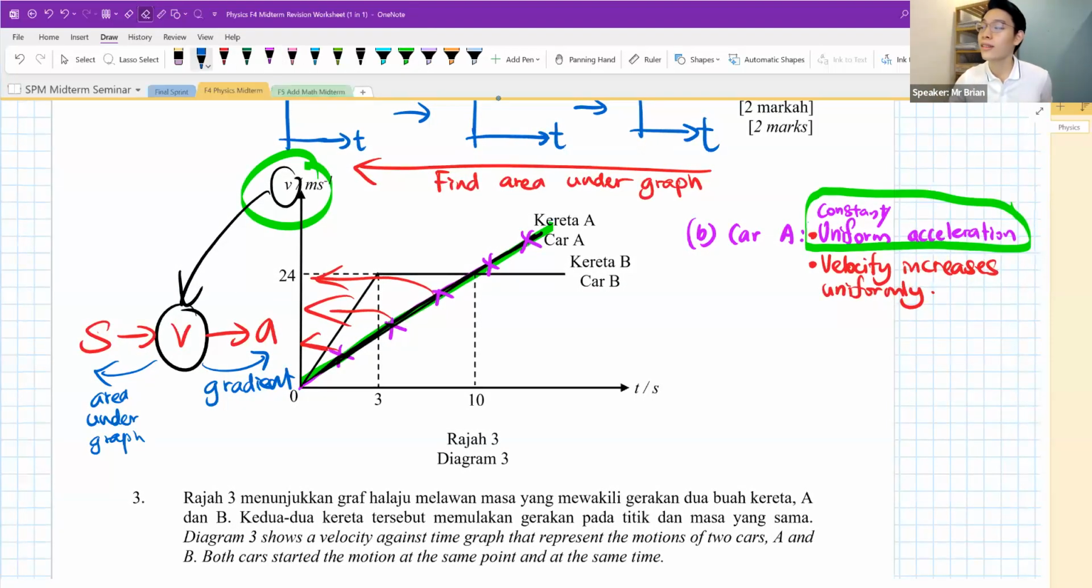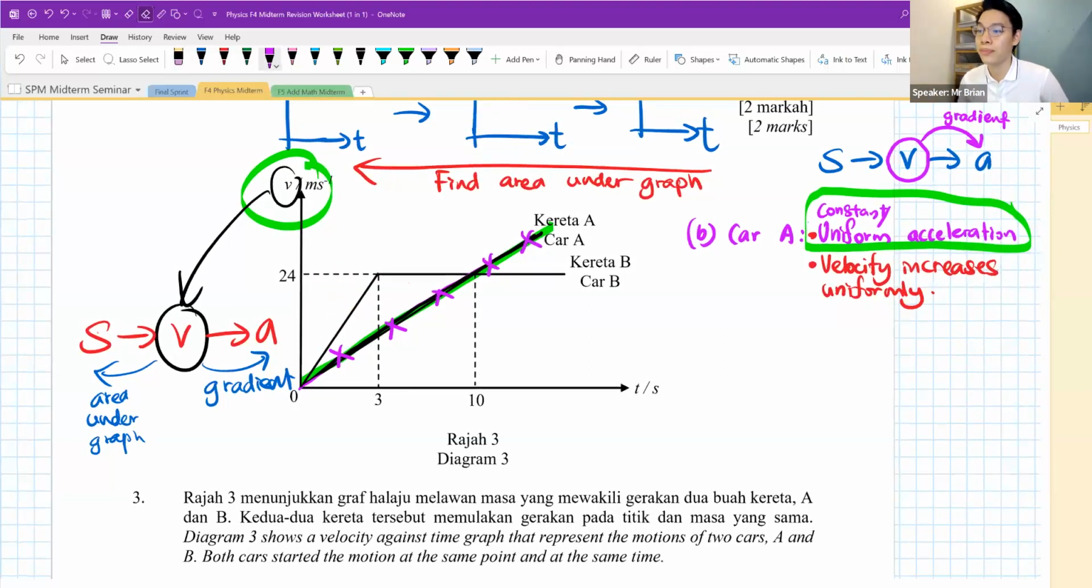This is when you pull out your SVA again. Okay, you pull out your SVA, you circle the graph that you have. Let's say you want to talk about acceleration and you are unsure about it. If I'm going forward, you have to take a look at the gradient. So I want to talk about acceleration. Now let's look at the gradient.